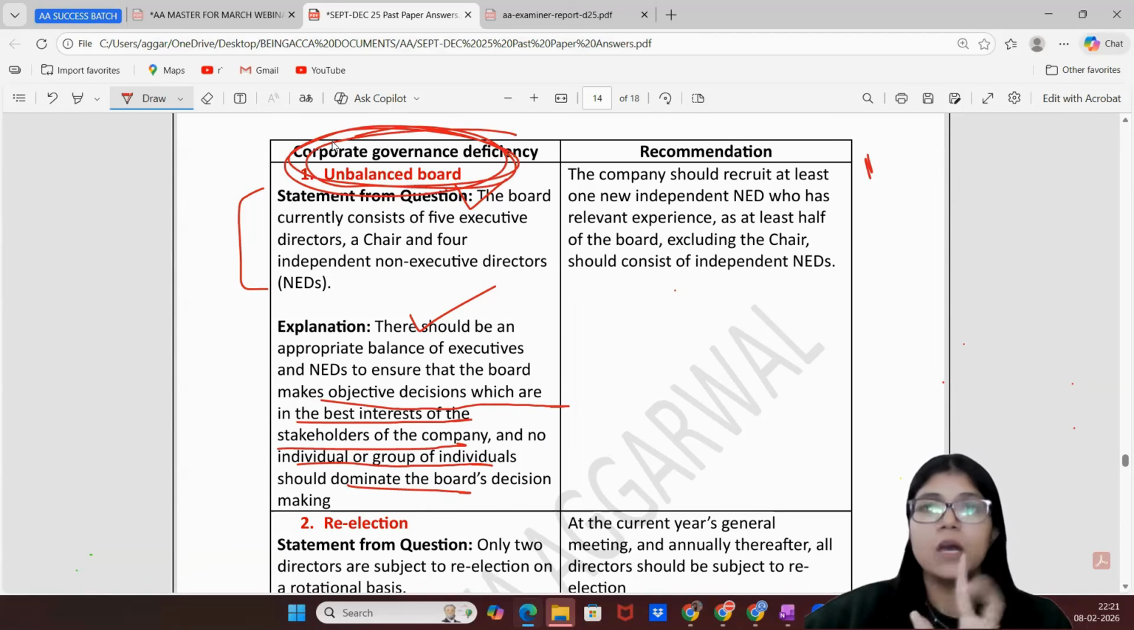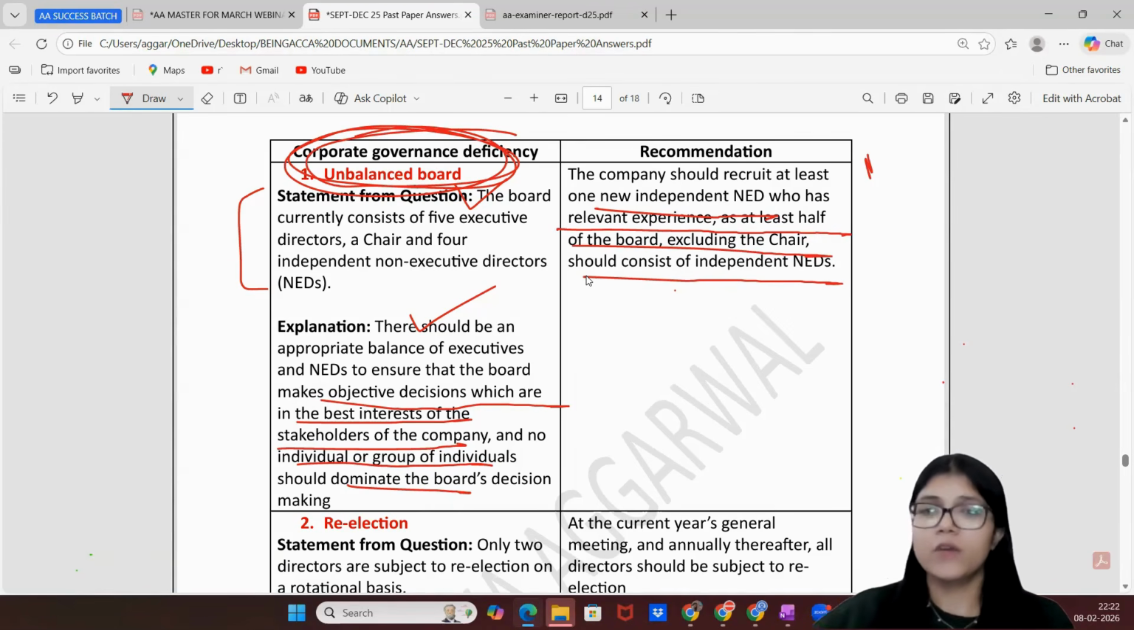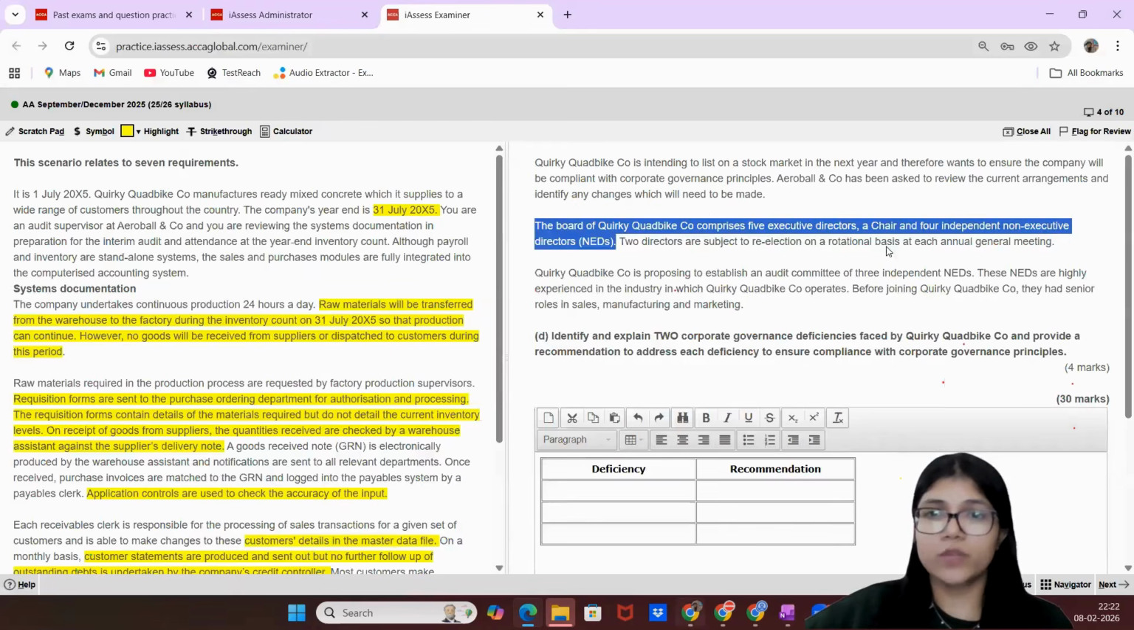First deficiency. The recommendation should be that we recruit at least 1 new NED, because here we have already 4. So we will add one more, so 5 equals 5. Who has relevant experience, and at least half of the board excluding the chair should consist of independent NEDs. Okay, very simple, very easy. Let's move to the next one.